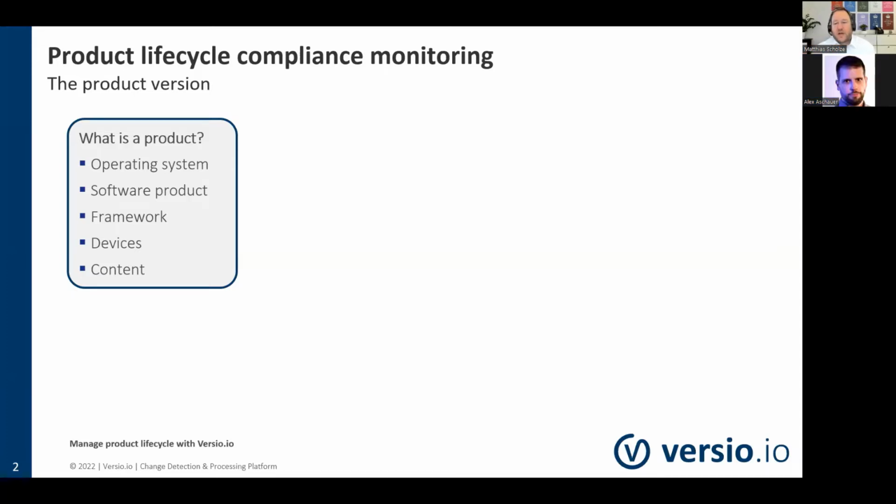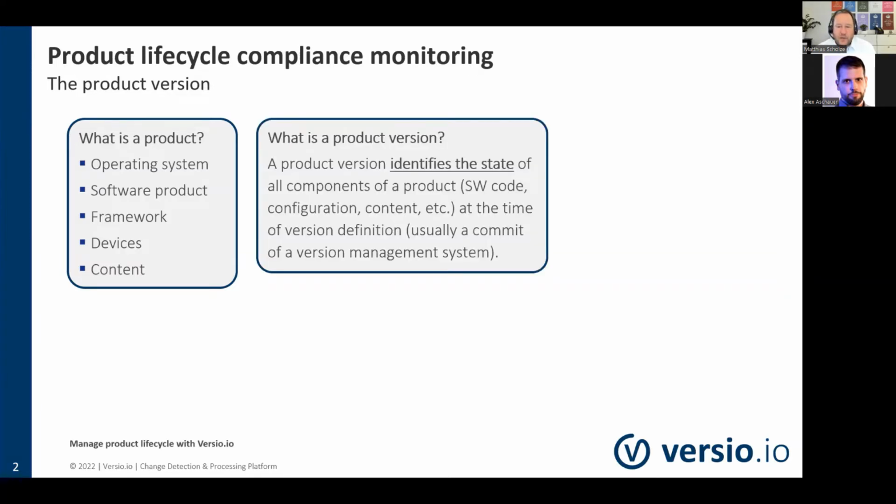When we talk about product lifecycle, the first step is to clarify what a product is. In our world, a product can be an operating system, a software product, a software framework, a device, or even a content pack. So what is a product version number? The version number defines a specific version of a product. It must be unique and identifies the state of each artifact belonging to the product. Artifacts of a product are, for example, software code, configurations, documentation, content, etc.